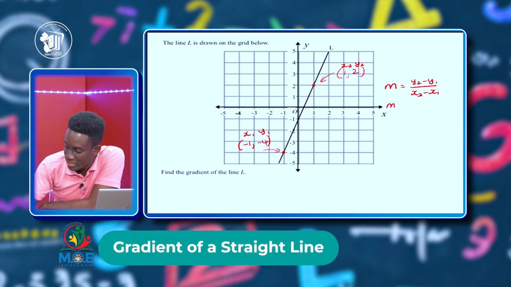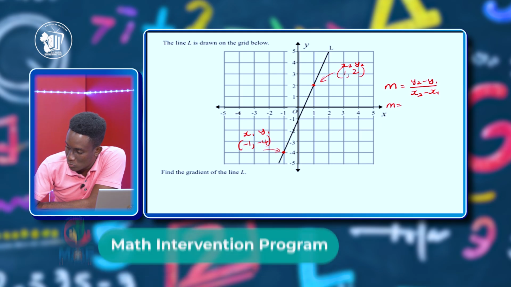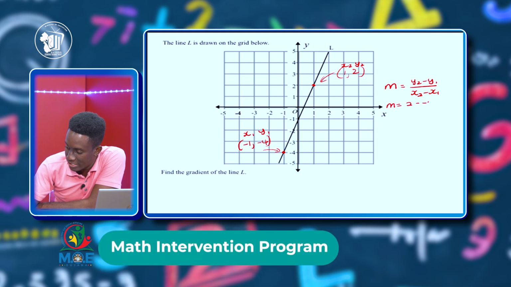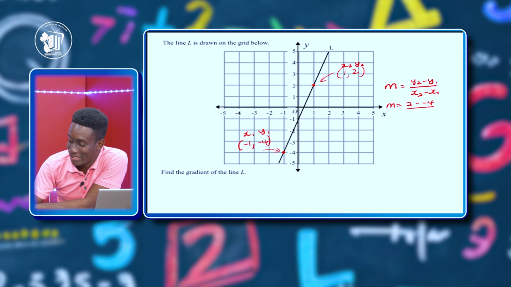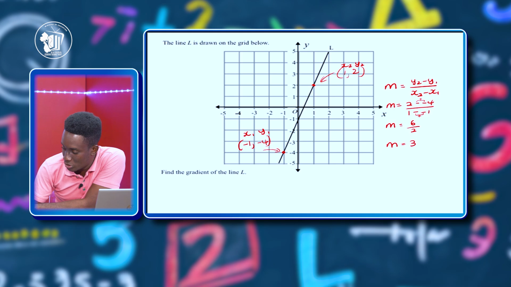So let's go. The gradient will be y2, which is 2, subtract y1, which is -4, all divided by x2, which is 1, subtract x1, which is -1. So the gradient will be equal to, so we have 2 negatives here, so that will turn into a plus. So 2 plus 4 would give you 6, divided by 1 minus -1. Those two, once again, cancel to give you a plus. So 1 plus 1 would give us 2. So the gradient of this line would be 6 divided by 2, which is 3.